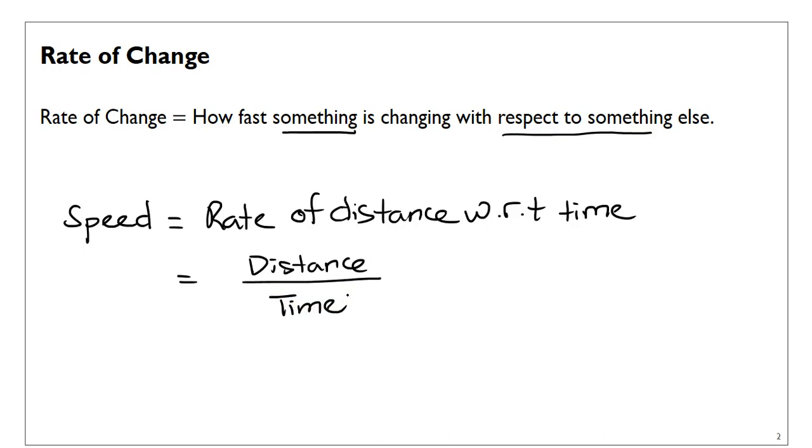But keep in mind that speed is not the only example of rate of change. Literally, if you have any two variables, and if one variable depends on the other variable, you can create a rate of change between the two variables.